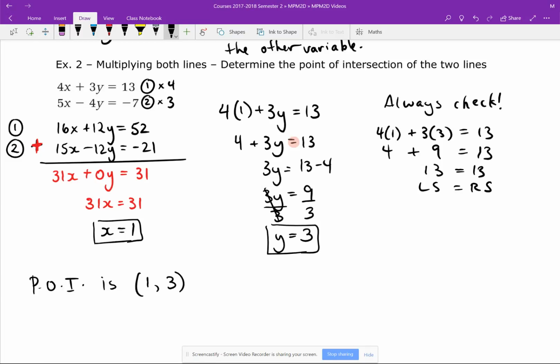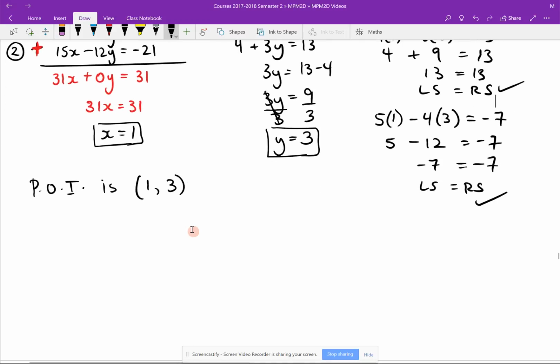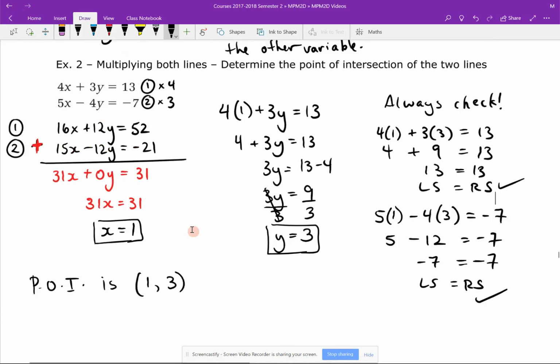Good. And if I check the other equation, 5x, so 5 times 1 minus 4 times y, so 4 times 3 equals negative 7. 5 times 1 is 5. 4 times 3 is 12. And there's my right side. 5 minus 12 is negative 7, which is equal to the right side. Left side equals right side. So I've just checked. My answer is correct. Okay, so those are 2 examples on solving with elimination. And that ends this video.